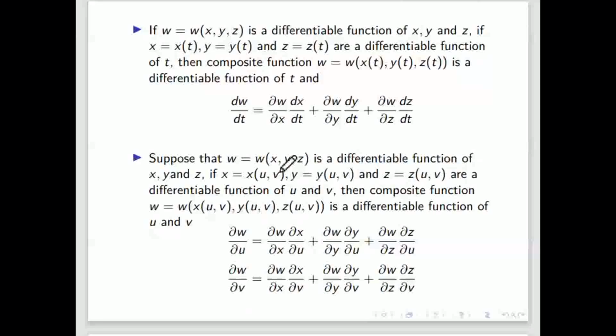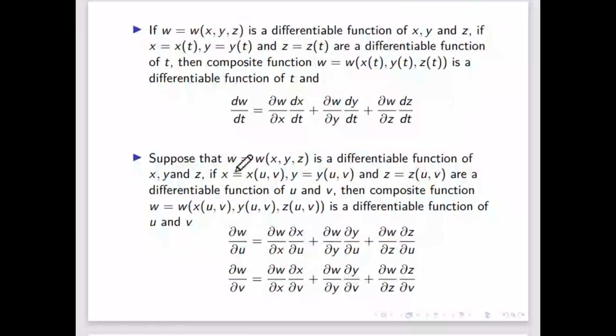X is not a single variable. X is a function of u comma v, y is also a function of u comma v, and z is also a function of u comma v. So if all x, y, z are functions of u comma v, then w will also become a function of u comma v after replacing x, y, z in the w.